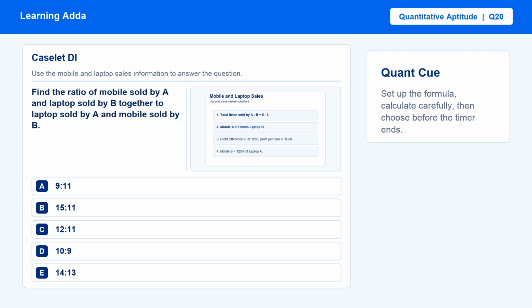Question 20. Find the ratio of mobile sold by A and laptop sold by B together to laptop sold by A and mobile sold by B. Option A, 9:11. Option B, 15:11. Option C, 12:11. Option D, 10:9. Option E, 14:13. The timer starts now.